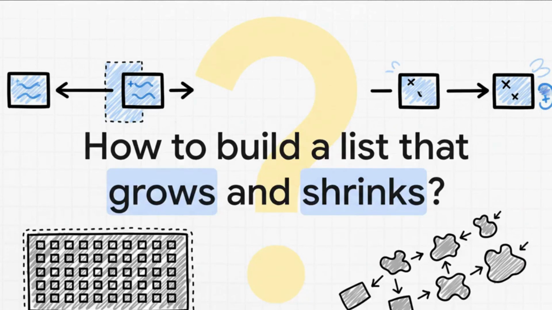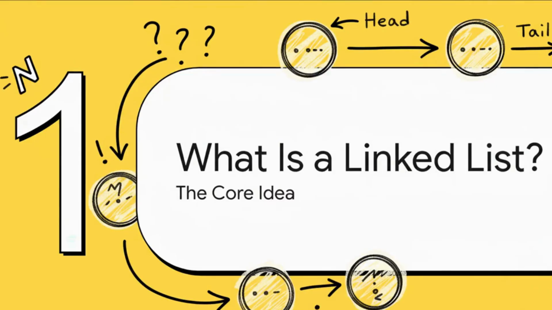So let's just imagine for a second, you need a list of something, but you have no idea how long that list is going to get. If you use a normal array, what do you have to do? You have to guess a size, right? And if you guess too big, you're just wasting space. If you guess too small, well, that's a total disaster. So how do you build a list that can just grow and shrink whenever you need it to? Well, that's the exact problem linked lists were built to solve. All right, let's dive in.